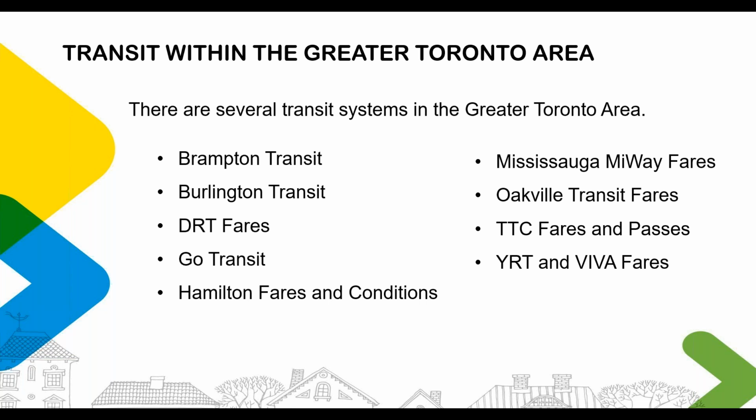Now, in the GTA, we've got Brampton Transit, we have Burlington Transit, we've got Mississauga or My Way fares, and we've got TTC fares and passes, YRT and Viva. And there's also Hamilton, and there's GO Transit and DRT fares. Okay. So these are just some of the names that you will hear as you get more involved within the system.